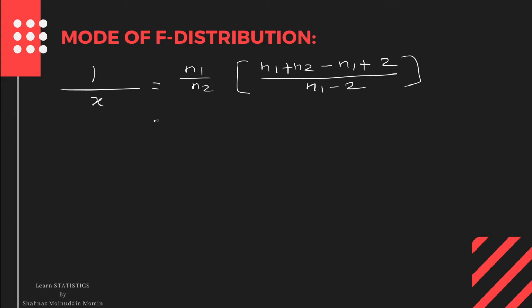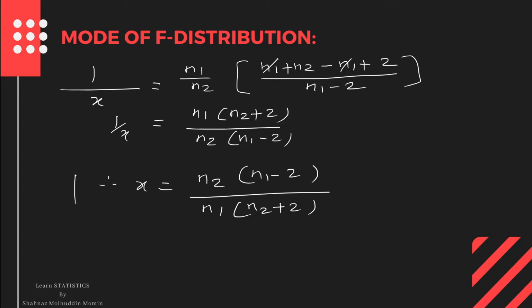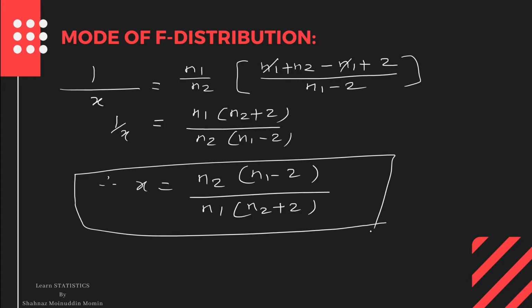So it is, after taking the LCM, this n1 gets cancelled. So we are left with n1 into n2 plus 2 divided by n2 into n1 minus 2. This is 1 upon x. Hence, x equals n2 into n1 minus 2 divided by n1 into n2 plus 2. This is the value of x after equating the first derivative of PDF equal to 0.